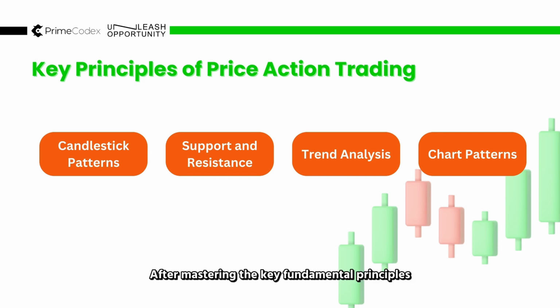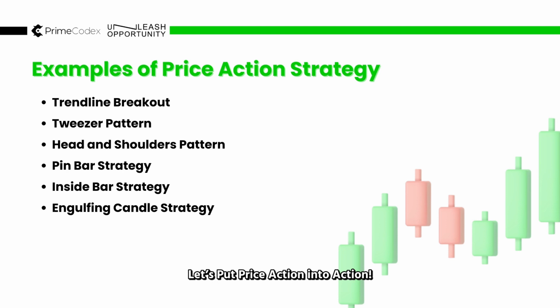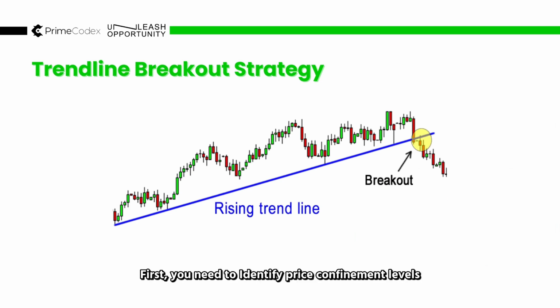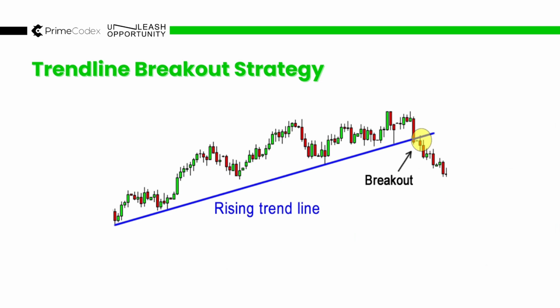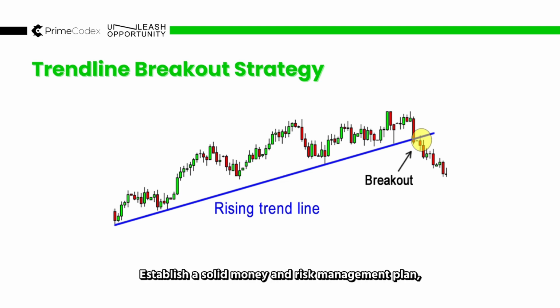After mastering the key fundamental principles, let's go through the price action strategies that you can implement. Let's put price action into action, starting with the trendline breakout strategy. First, you need to identify price confinement levels, often represented by trend lines. Enter a trade when price breaks above or below these levels. Example: if a downward trend breaks above a trend line, it signals a buying opportunity. Confirm volume strength for validation. And establish a solid money and risk management plan, determine losses, and set a stop loss.